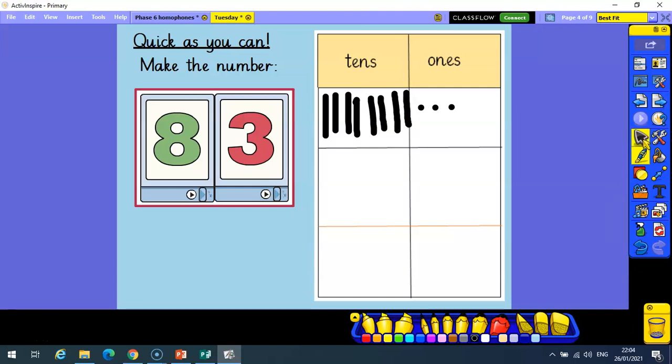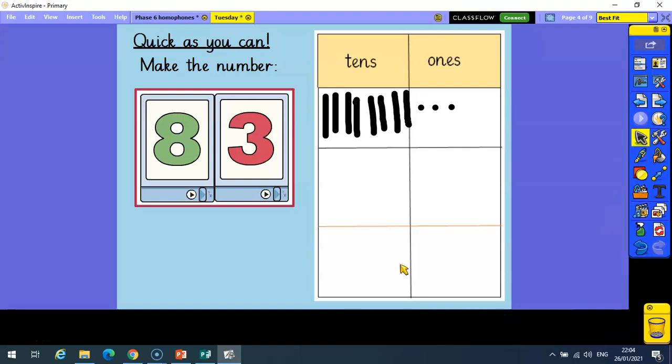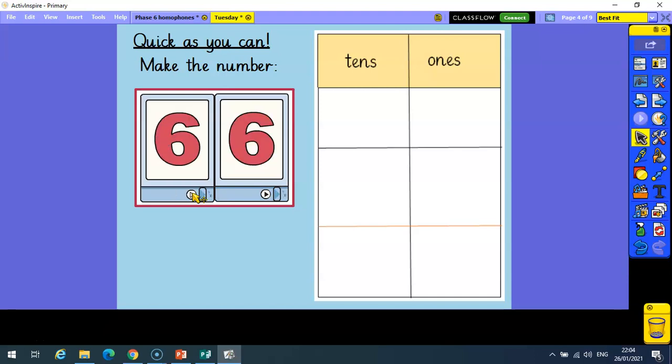Something like that. Let's try again. Pause the video and make 26. Brilliant. How many ones do you have? Check you've got 6 ones. How many tens do you have? Check you have 2 tens. Last practice.